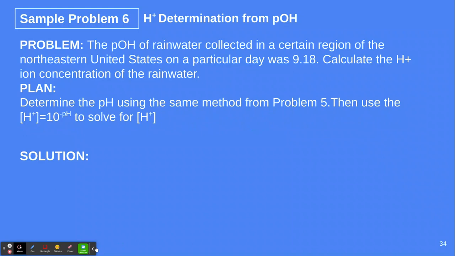All right, so this question says that the pOH of rainwater collected in a certain region of the northeastern United States on a particular day was 9.18. I want you to calculate the proton ion concentration, or brackets H plus, of the rainwater. So my plan of attack here would probably be to find the pH using the same method we just did in the previous problem, and then you're going to use the equation 10 to the negative pH equals proton concentration to solve for that proton.